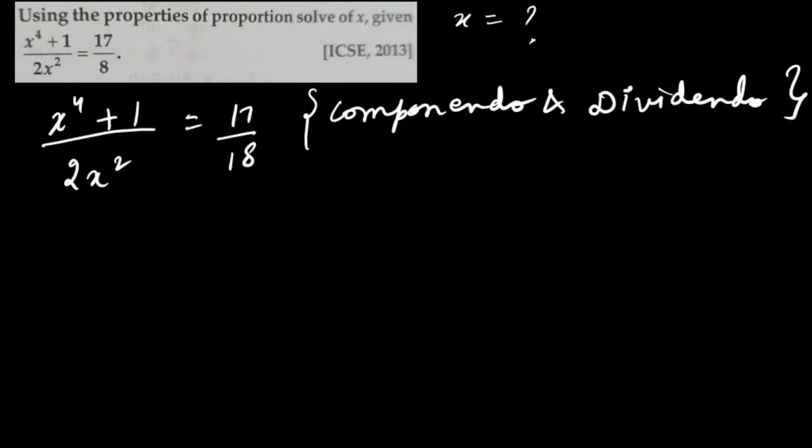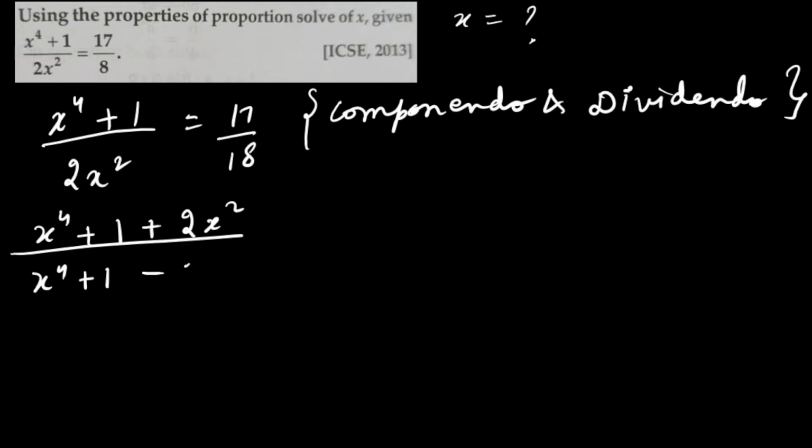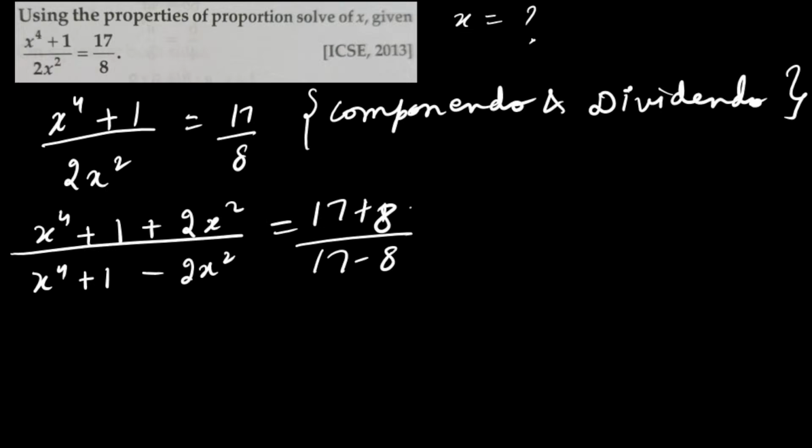So this is what we are going to do. Same thing, componendo and dividendo. When I apply it, it is (x to the power 4 plus 1 plus 2x square) by (x to the power 4 plus 1 minus 2x square). This is numerator plus denominator, numerator minus denominator. Same thing, 17 plus 8 here, not 18. 17 plus 8 by 17 minus 8.